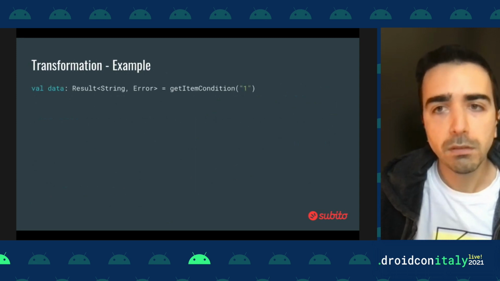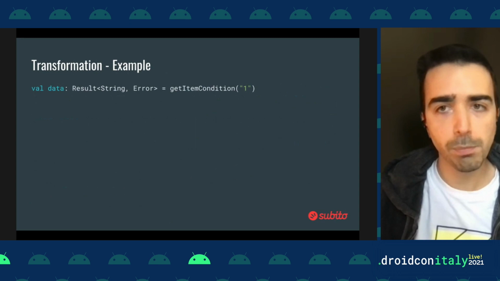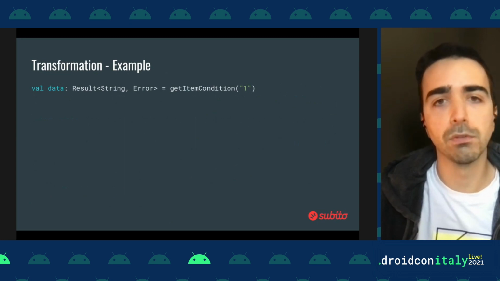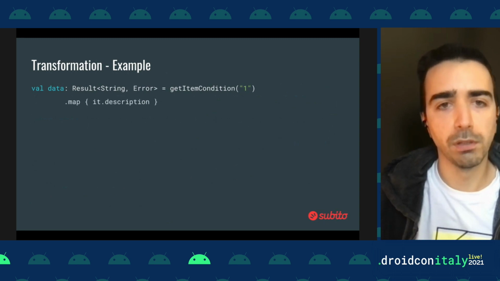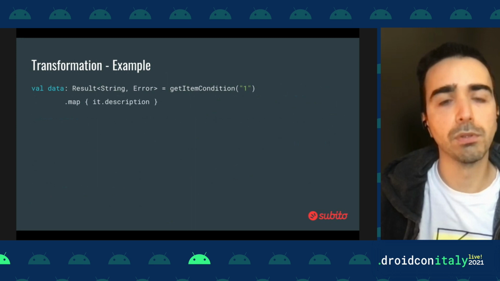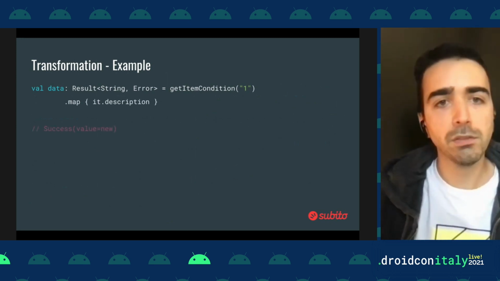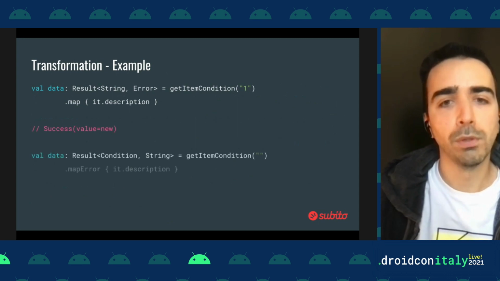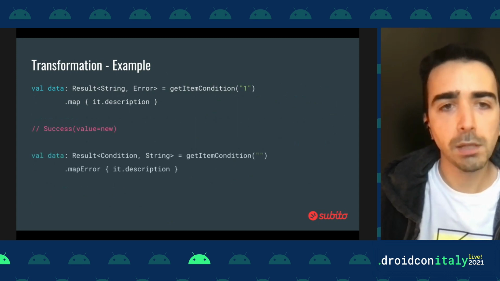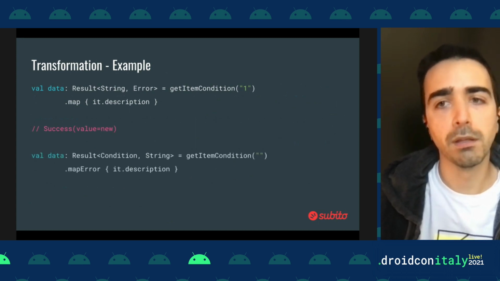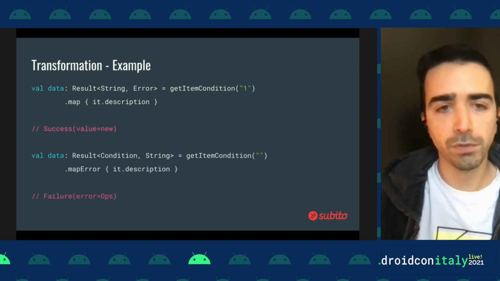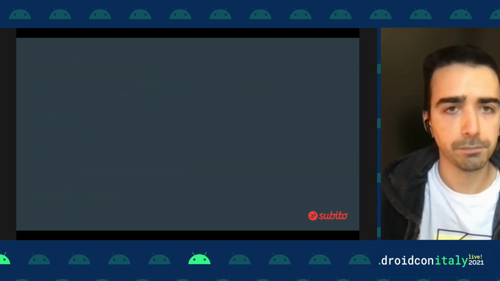But what we need is not the actual world condition, just the string representation of this condition. So we can map this result using the it.description to get the description, and we are changing, in this case, the success part. If in other scenarios, we need to change instead the error type, we can use the mapError. And again, here we're getting the description of the error this time.